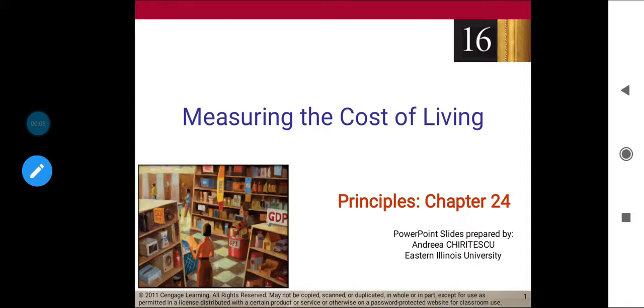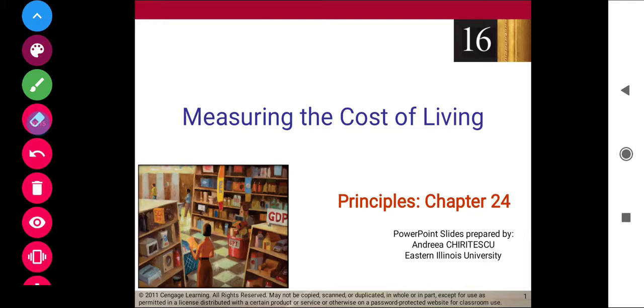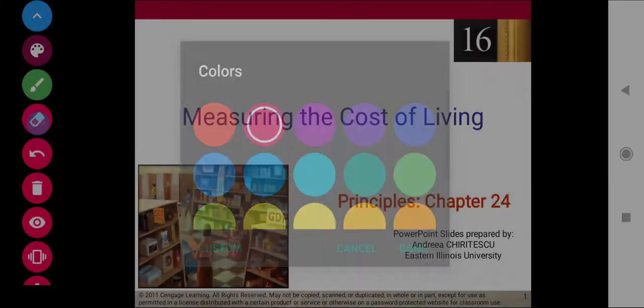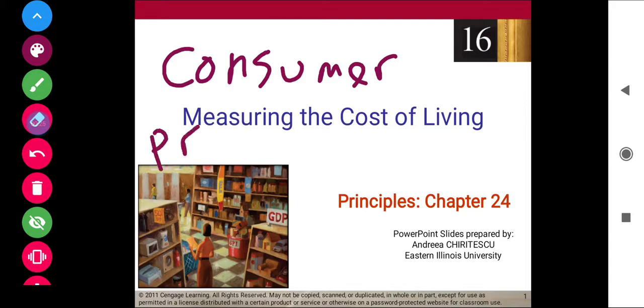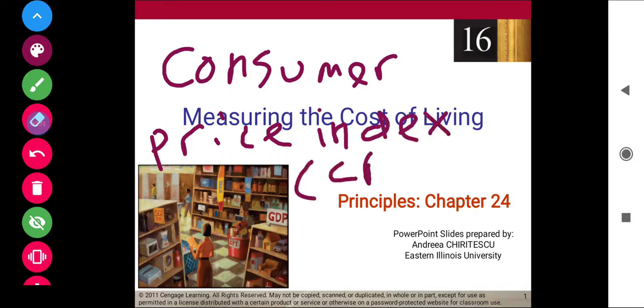In this chapter we will look at how economists measure the overall cost of living by an indicator, namely the consumer price index, or CPI. Let's take a look at the meaning of CPI.